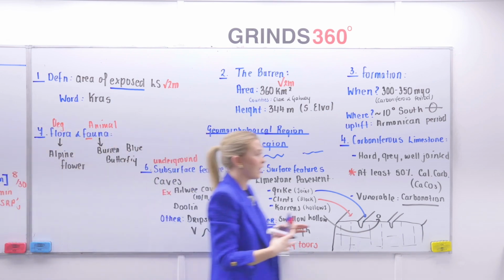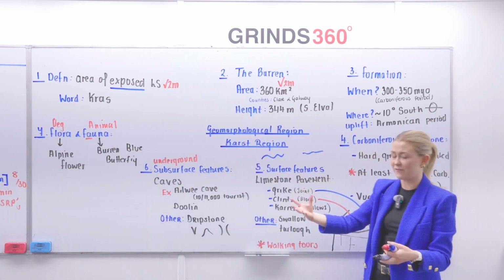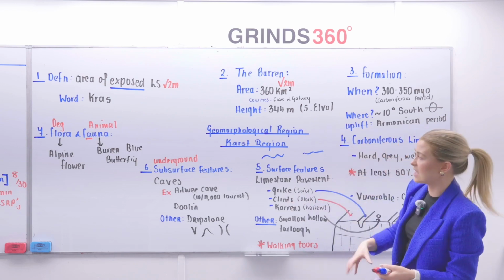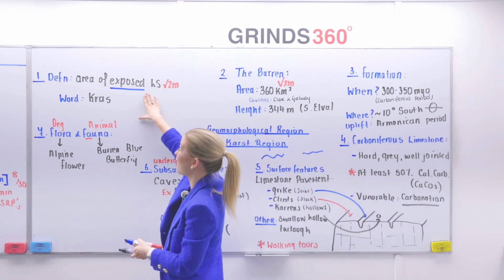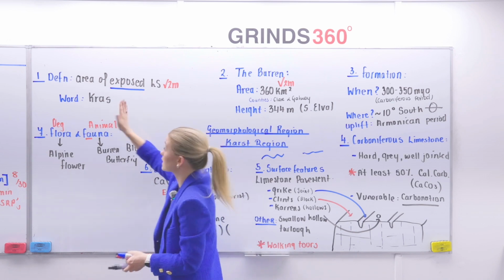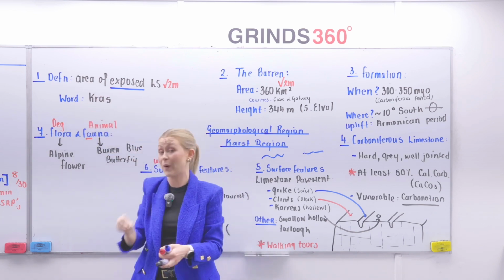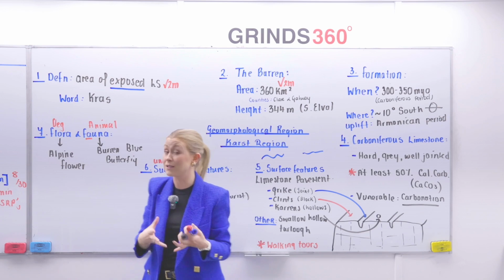Now, just from what you have on the board there, and again, probably a little bit more than a flashcard, this is combining your essay. Think about what you have. You're saying a karst landscape is an area of exposed limestone on the surface of the earth. The word karst originates from Kras in southwest Slovenia, where you'll find it really well developed.